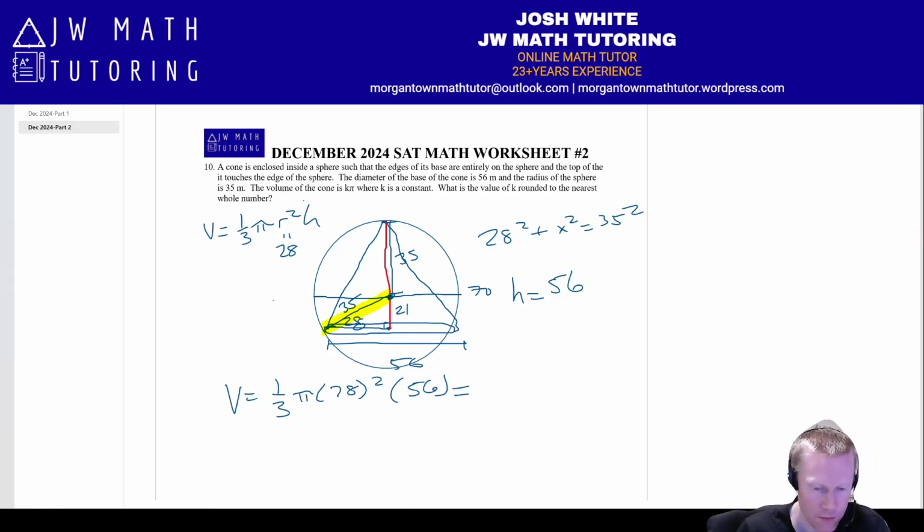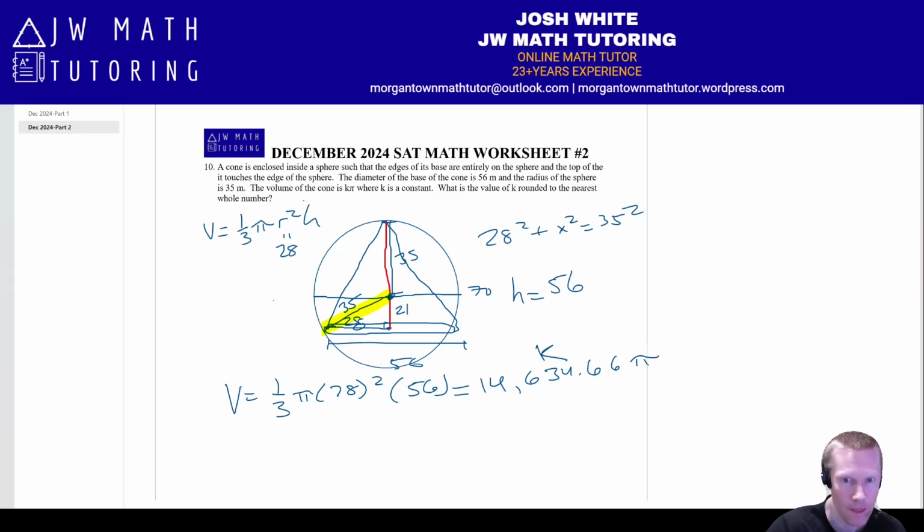So if you go ahead and just multiply this all out, we can just do it in Desmos. It should come out to 14,634.66 pi. And the k value they're looking for here is the number that's multiplied by the pi. And it says to round to the nearest whole number, so it should be 14,635. Let's just go to Desmos to confirm.